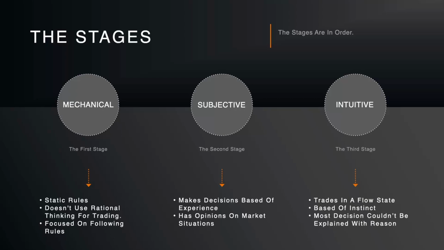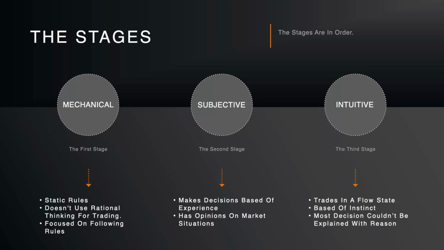The next stage is subjective. So subjective is most of the traders you see. These are traders who trade through their experience, and they make decisions based off of their experience in trading. For an example, right? You'll see most traders have a certain rule in their strategy that isn't necessarily based off a rule which everyone may have, but it is based off of the experience they've gathered through the market.